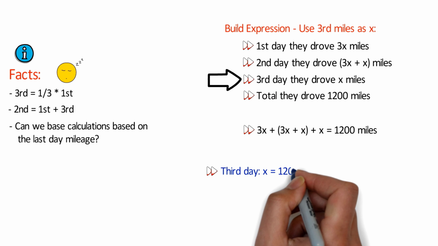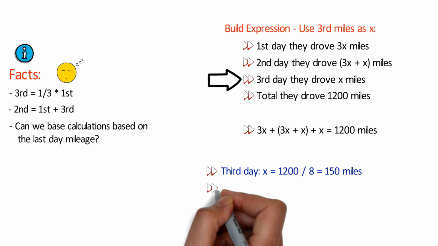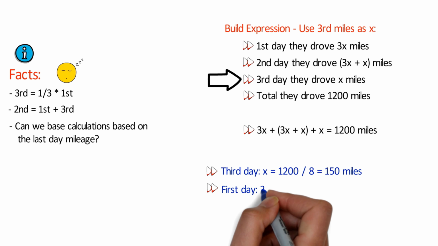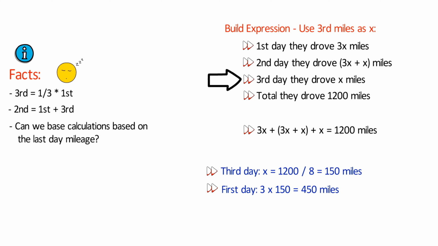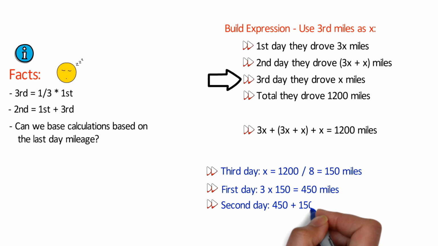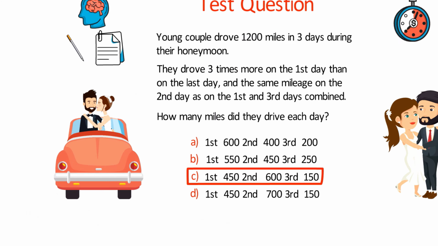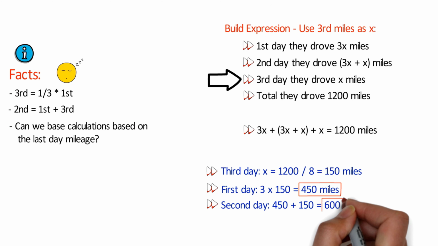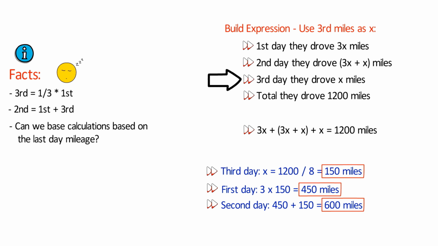Let's do the calculation for x, which also represents the third day. x equals 1200 divided by 8, which is 150 miles. And this is how many miles they drove on the third day. On the first day then, they drove 3 multiplied by 150, which is an equivalent of 450 miles. And on the second day, they drove 450 plus 150 equals 600 miles. So the correct choice here is choice C. On the first day 450 miles, second day 600 miles, and on the third day 150 miles.